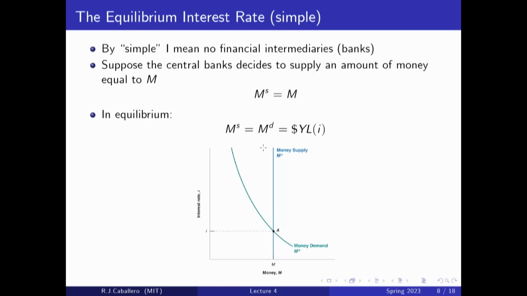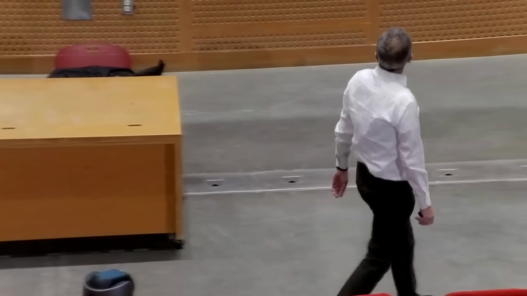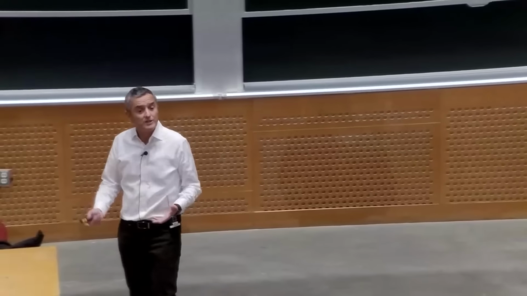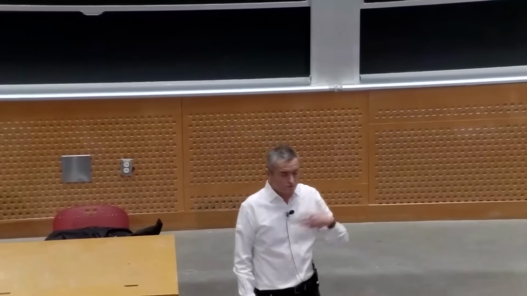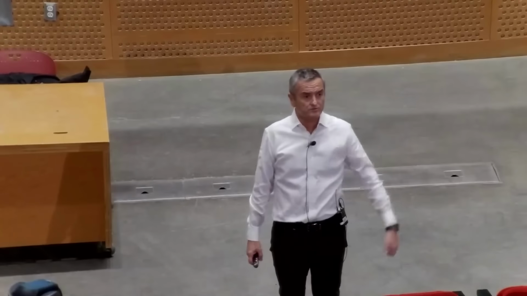So let's now determine the interest rate, and I'm going to do it in the simplest possible model first. By simplest, I mean here in particular, no banks, no intermediaries. Okay, so there's only a central bank and people. Suppose that the central bank decides that it wants to offer $M to the economy. This is the way monetary policy used to be conducted.